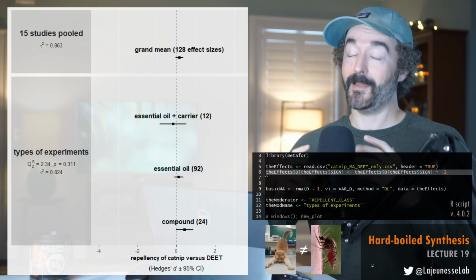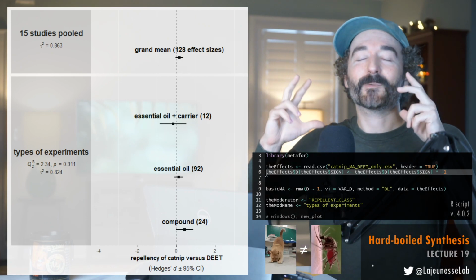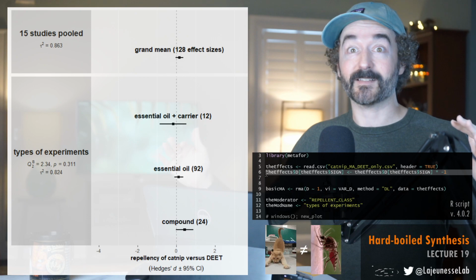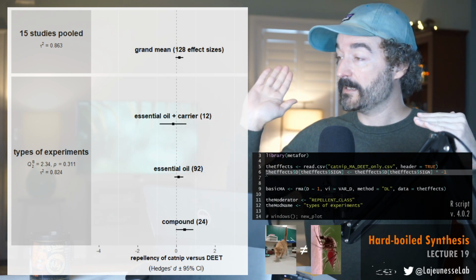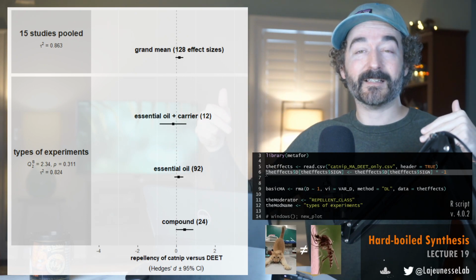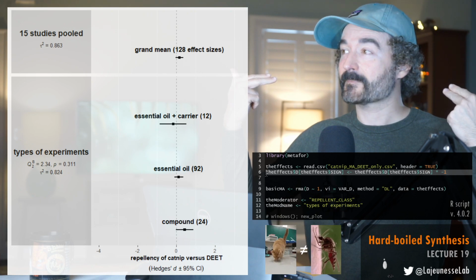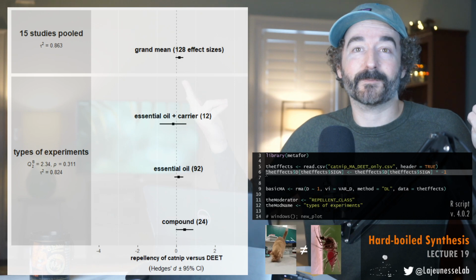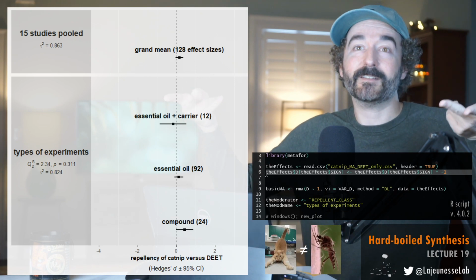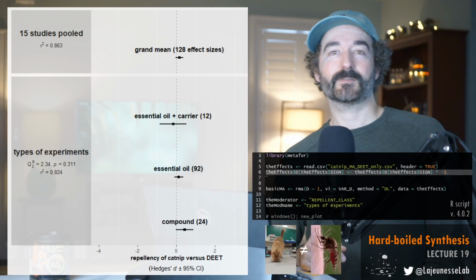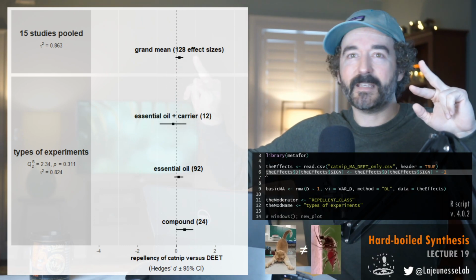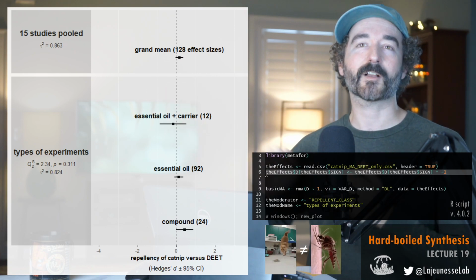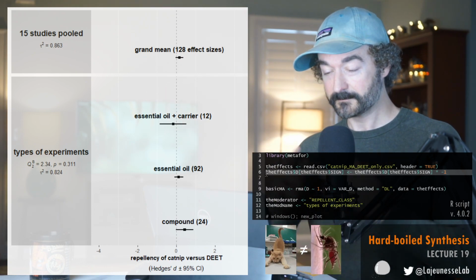So rather than reporting things in terms of, say, for example, repellency, they reported things in terms of like not repelled, right? So the opposite of repellency. And so I need to invert the sign to make everything a common currency across effects. Okay.